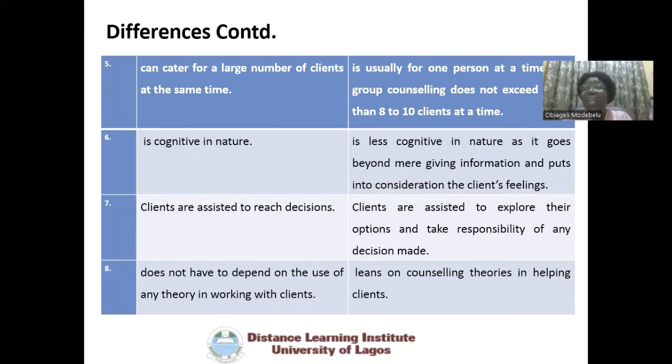Guidance doesn't depend on any form of theory in working with a client, whereas counseling leans on counseling theory. Along the line in this course, we'll discuss different counseling theories. In your year 2, you also have a course called Theories of Counseling, and you begin to learn about these theories, their methods, and their techniques of working with clients, because you will actually need the knowledge from these theories in working with clients.